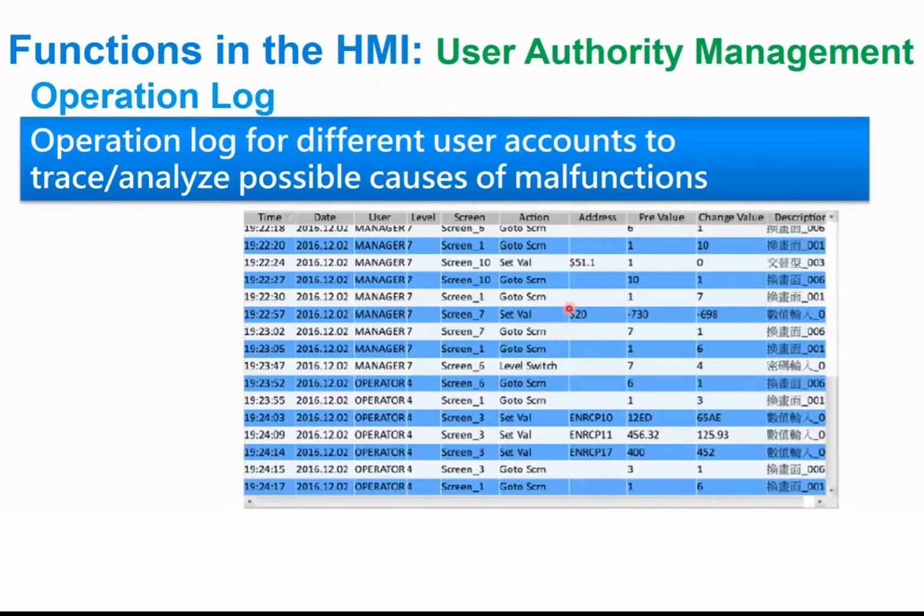You also have another function called operation log. This operation log helps to monitor the operation of the HMI. The elements that were used, the addresses that were visited, the values that were set in those addresses, you can have all of them recorded if you enable this operation log function.